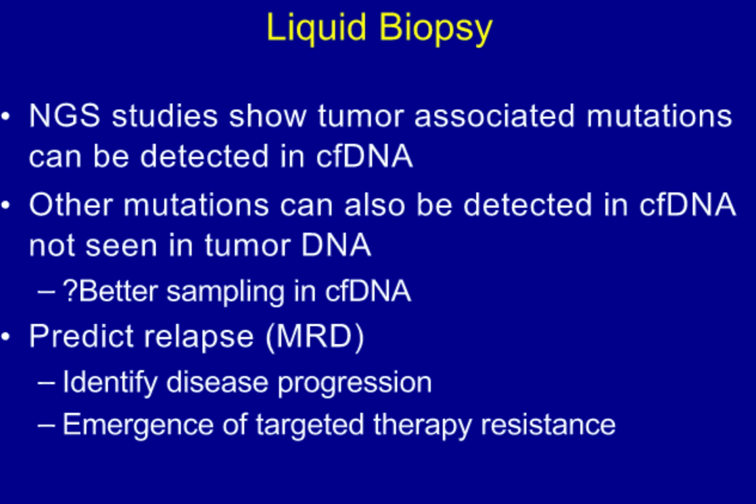There have already been studies showing that you can show tumor-associated mutations in the cell-free DNA. You can see other mutations detected in the cell-free DNA that are not seen in the tumor DNA. What does that mean? Maybe the liquid biopsy is a better sampling, because if we're looking at tissue, you only have one tiny piece of a systemic disease, and there may be other subclones in the body that you can't see from the biopsy, but that might be present in the liquid biopsy. You can think about predicting relapse, looking at residual disease and identifying disease progression with the liquid biopsy, and maybe even the emergence of resistance markers that would dictate changes in therapy.